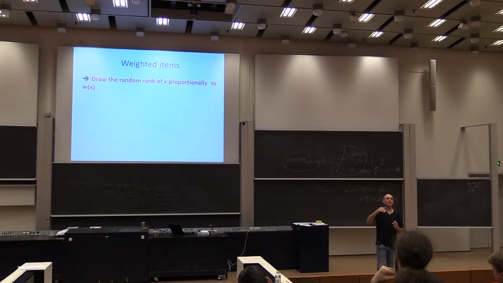So instead of taking the k smallest with respect to the hash value per se, I'm going to take them with respect to the rank. The k smallest with respect to the rank, and that is going to give me a sort of weighted sample.